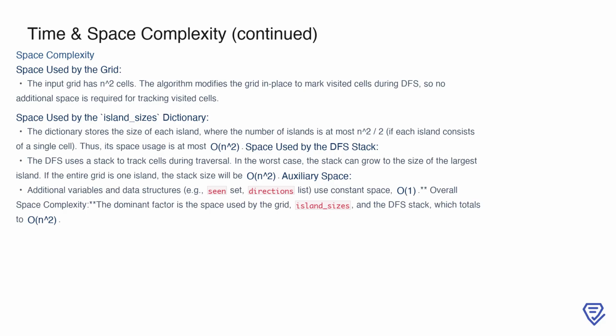For the DFS traversal, we use a stack to track cells, and in the worst case, the stack size can grow to the size of the largest island. If the entire grid is one big island, the stack size would be O(n squared). Additionally, we use a few auxiliary variables, such as the seen set and the directions list, which require constant space, O(1). Combining these factors, the overall space complexity of our algorithm is dominated by the grid, the dictionary, and the DFS stack, resulting in O(n squared).